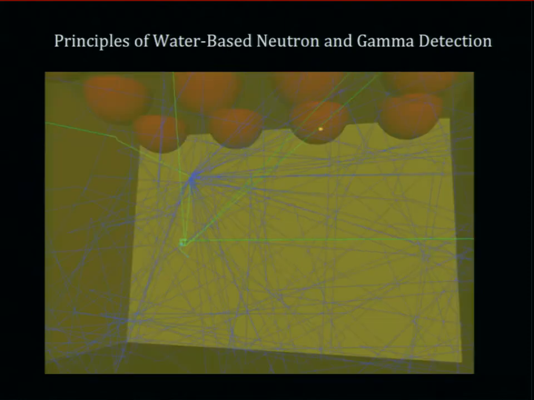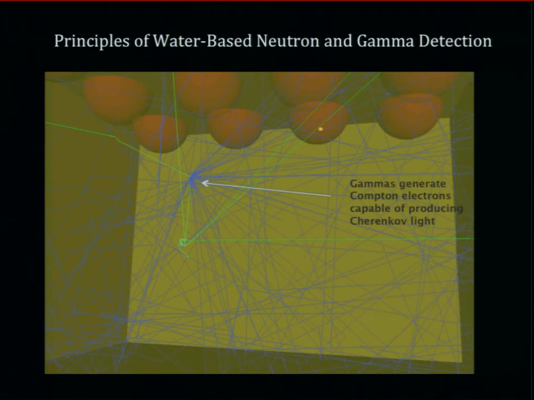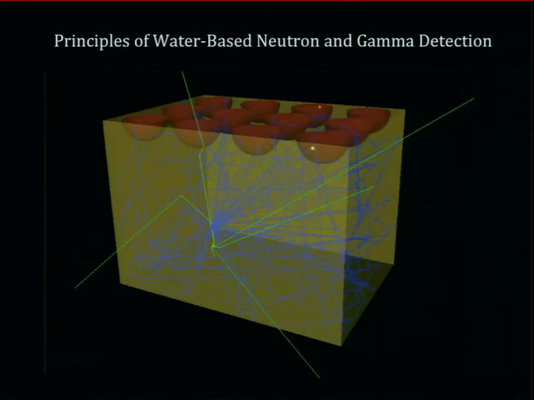One of the gammas underwent a Compton scatter with an electron and transferred enough energy to the electron to produce Cherenkov light, and that's shown in the blue cone here. The Cherenkov light scatters around, and again, we have at least one photon reaching a photomultiplier tube producing light. So Cherenkov light is an indirect response of the tank to radiation. And that's how it's done.